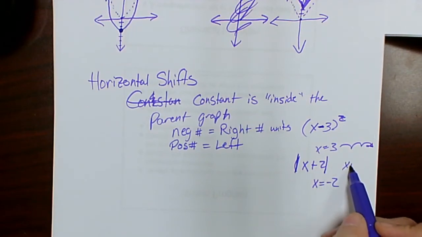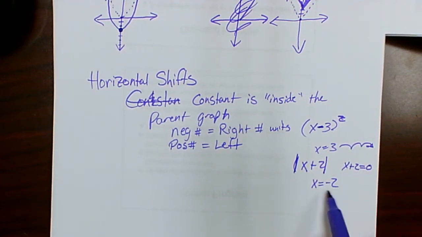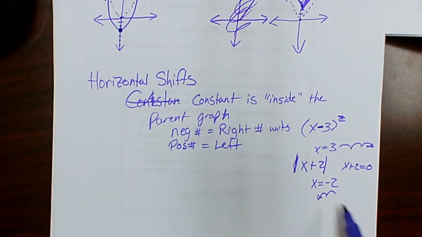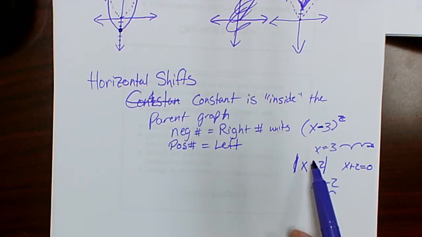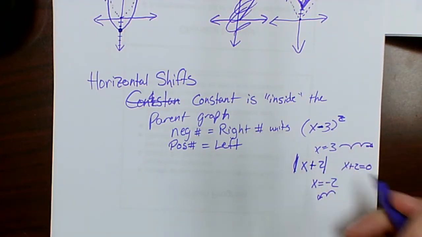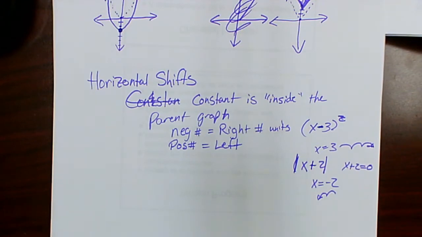If you have x plus 2 and you solve for x, x would equal negative 2. If you just take x plus 2 equals 0, that would mean that you have to move left 2 because what x equals is negative 2. Whereas if you just look at the constant, it is positive. So again, this is why you have to do the opposite.